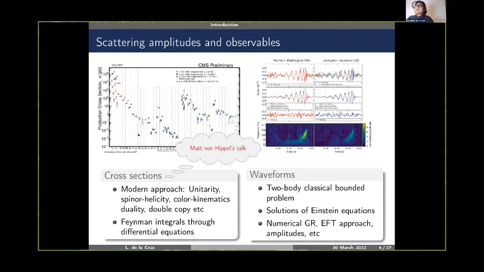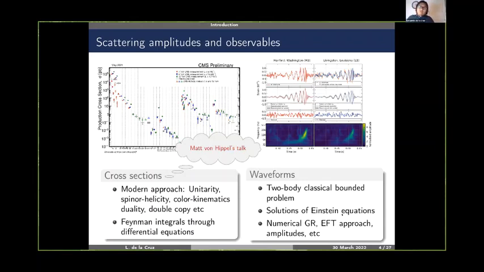Now, on the right-hand side, I have another typical plot, this time the observation of a gravitational wave, which in principle is unrelated to the one on the left. This plot exemplifies a two-body classical problem. So in order to make this prediction theoretically, one has to solve a classical problem, which in principle can be done by solving Einstein equations.